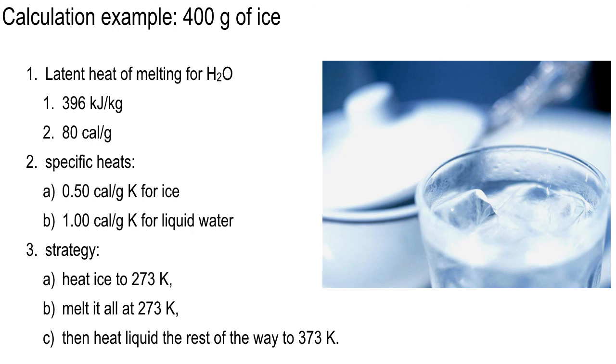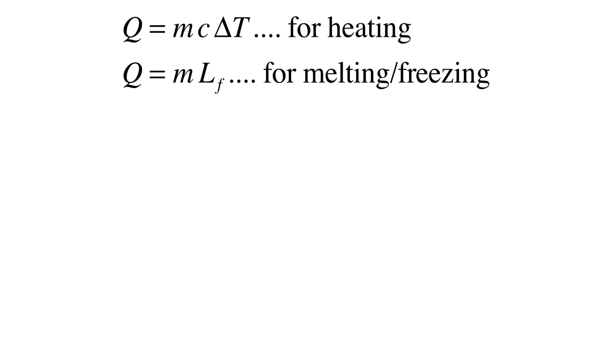All right, so that's our task. Let's do it. So here are the two equations. For heating, the amount of heat energy is usually symbolized Q, capital Q. It's equal to m, the mass, times c, the specific heat, times delta T, the change in temperature. For melting or freezing, it's the mass times the latent heat. So however many grams you've got, 400 grams, times 80 calories per gram. Each one needs 80 calories to melt, and that'll tell you how much you need.